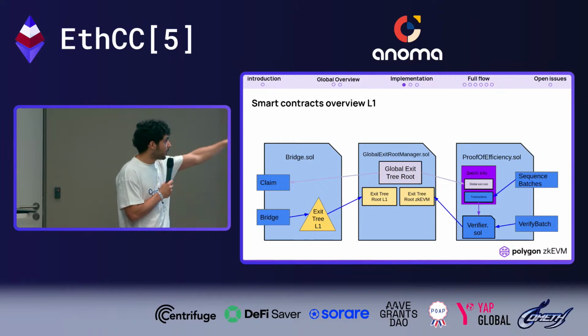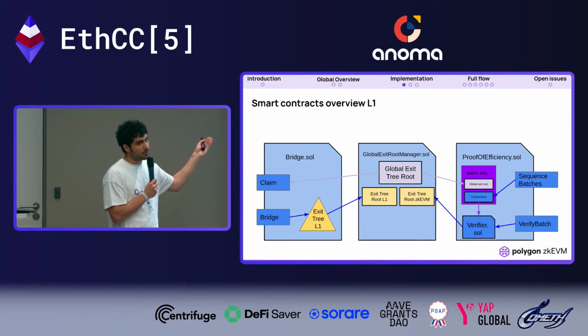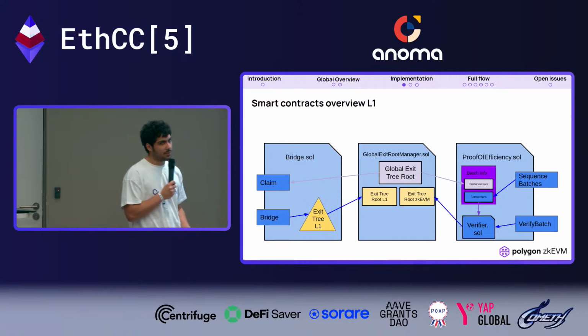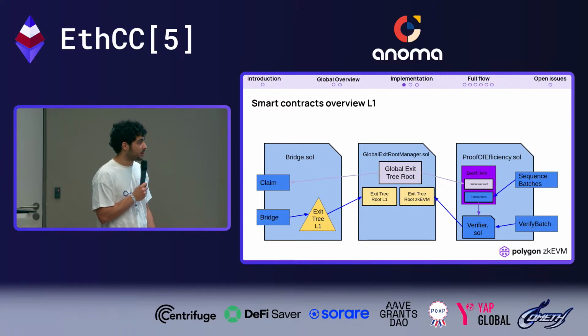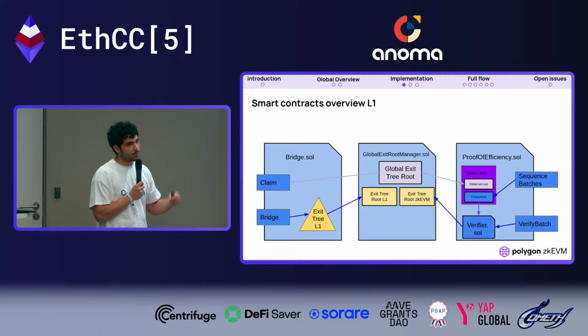Basically, we have 3. The bridge is a smart contract with which you can claim assets from other networks or bridge assets to other networks. The bridge will update the exit tree, as I said before, which will update the global exit tree root. Also, we have the global exit root manager, which is a contract that just manages the global exit tree root. We separate the logic of the bridge from the global exit root manager because in this way we can deploy exactly the same logic of the bridge, exactly the same bytecode, in all the networks. This makes it more interoperable and easier to use.